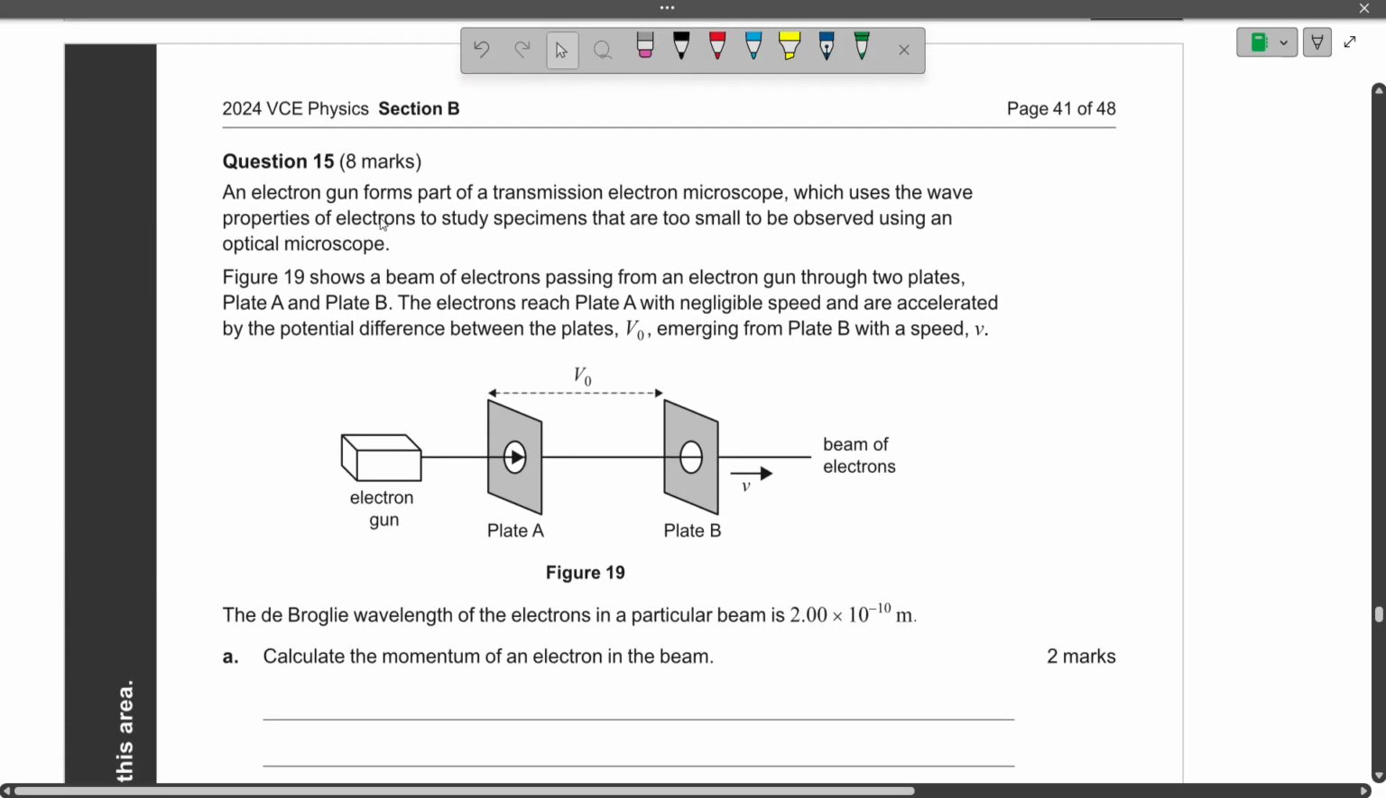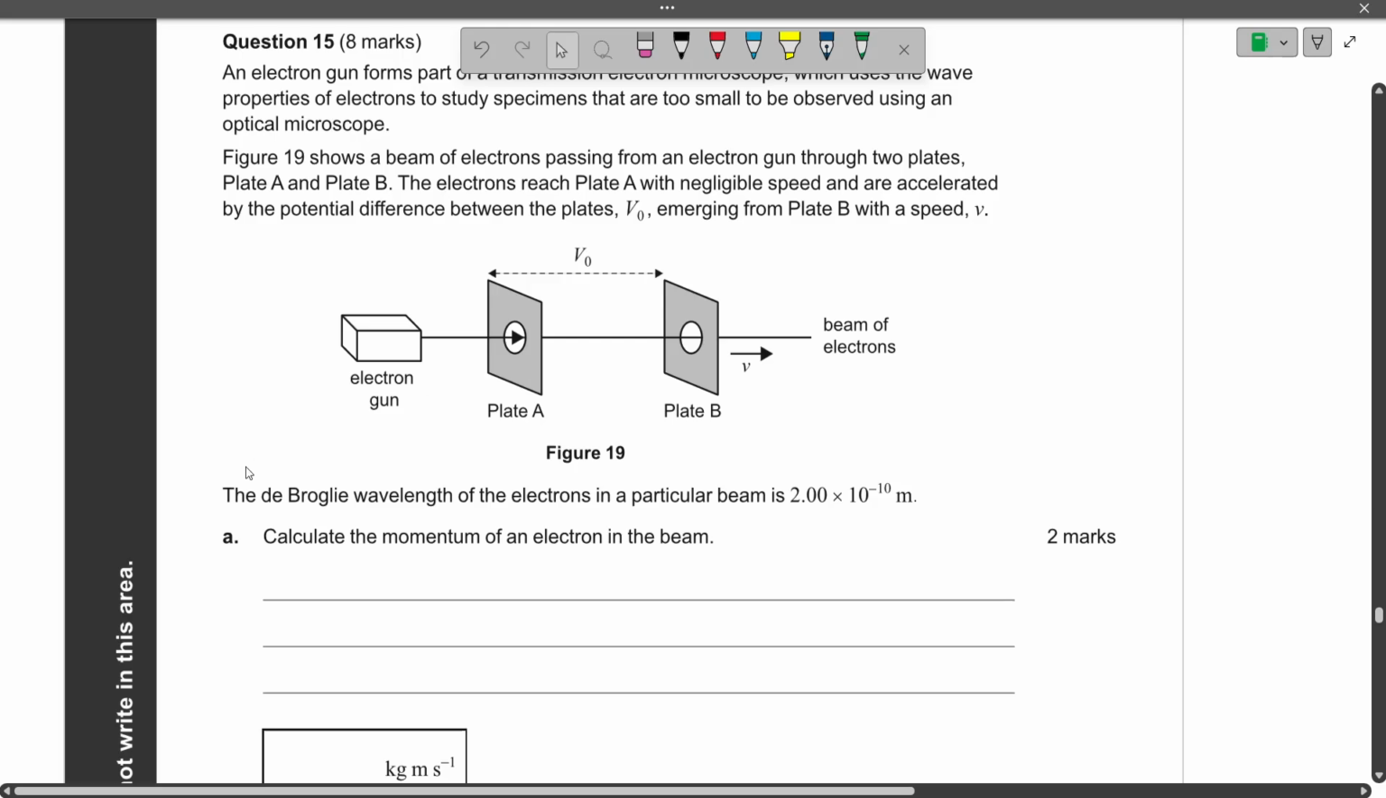Question 15. An electron gun forms part of a transmission electron microscope which uses the wave properties of electrons to study specimens that are too small to be observed using an optical microscope. Figure 19 shows a beam of electrons passing from an electron gun through two plates, plate A and plate B. The electrons reach plate A with negligible speed and are accelerated by the potential difference between the plates V0, emerging from plate B with a speed V. The de Broglie wavelength of the electrons in a particular beam is given. Calculate the momentum of an electron in the beam.